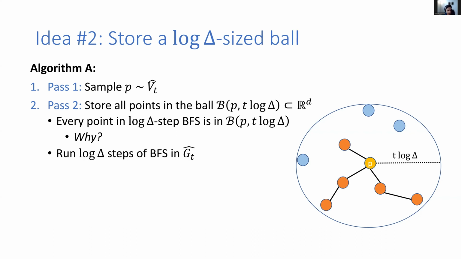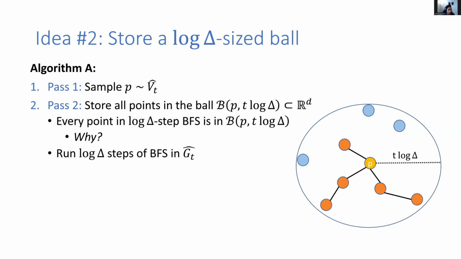So now that I've done this, I know that if I could just do log delta steps of my BFS from this point P, I'd be in great shape. So let me try to do them all at once. How could I do that? Let me store, on my second pass over the stream, all the points which land on the metric ball centered at P, at distance at most T times log delta away from that point. And notice that every point that I could possibly explore in a log delta step BFS from my point P would be contained in this ball.